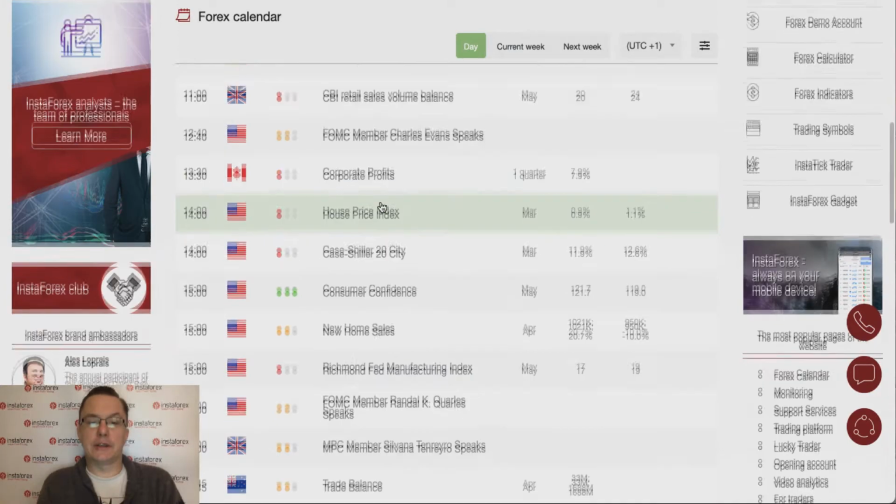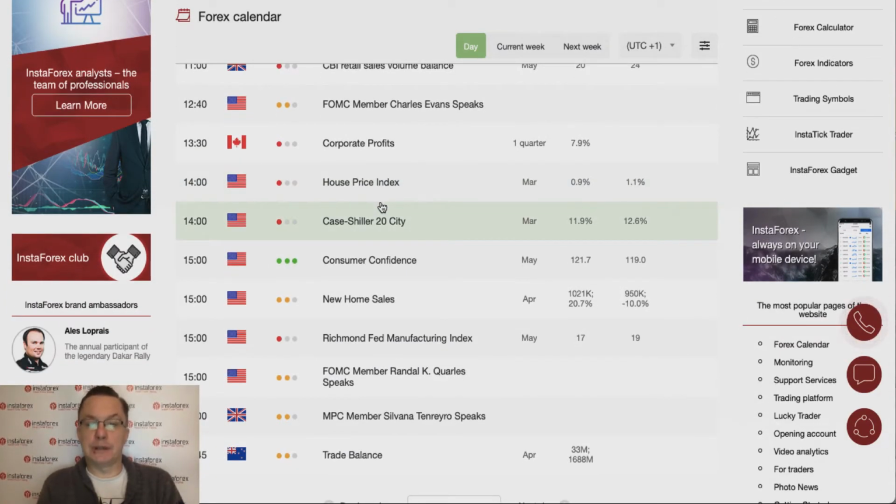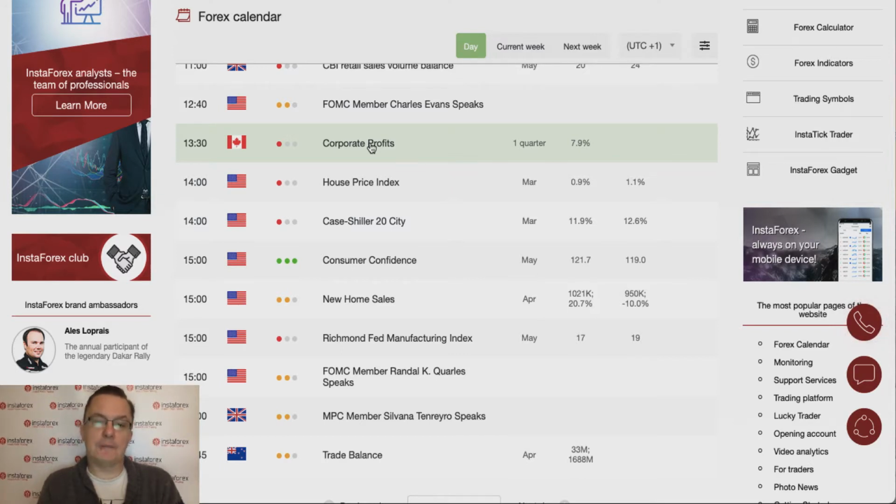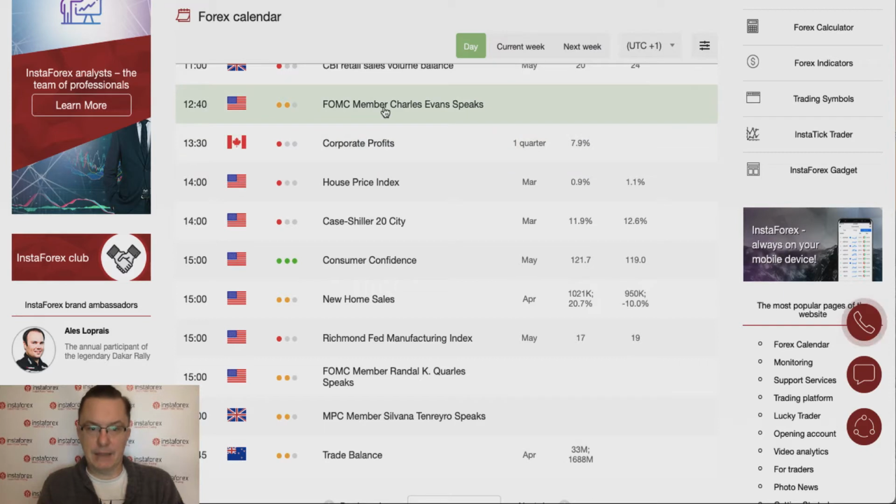During the New York session, we have other important data to be released. Consumer confidence scheduled at 3 p.m. and new home sales scheduled at 3 p.m. as well. In the meantime, we got the corporate profits data from Canada, 1:30, and the speeches from FOMC members. Charles Evans, Randall Quest, and that's it. At the end of the day, speech from the MPC member Silvana Tenero, 5 o'clock.